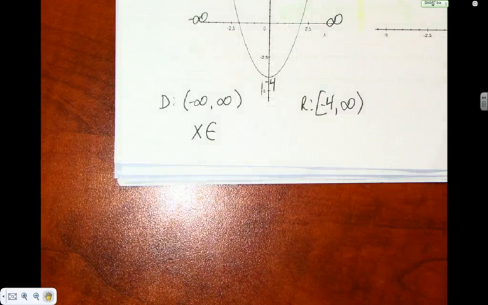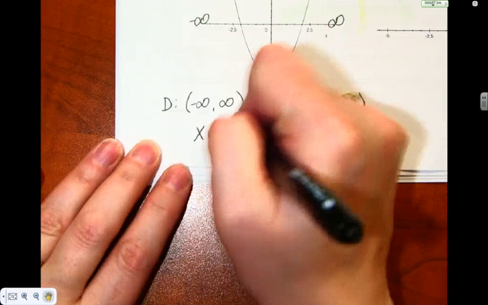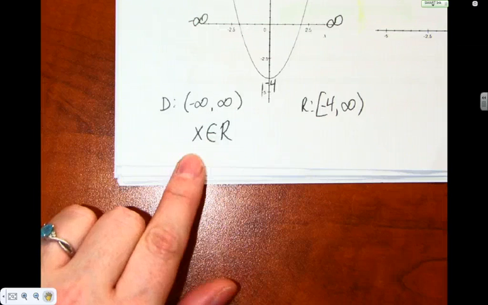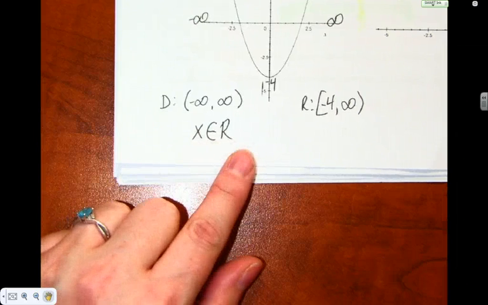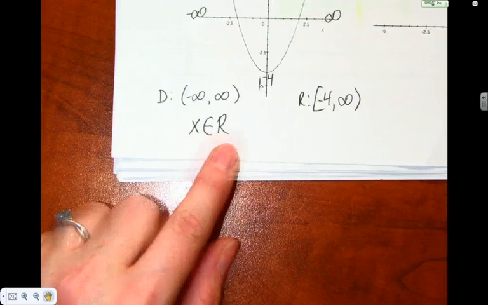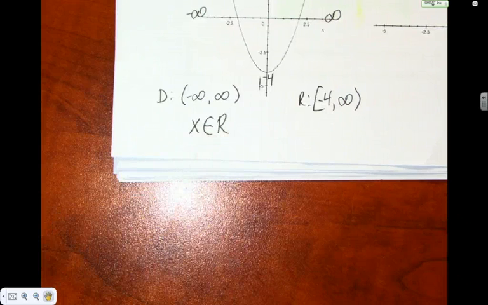And then what's the notation we use for the reals? What was the letter? It was R. What the heck is that? Well, we read that as x ∈ R. That's how we say it. What it means is x is an element of the real numbers. It's a fancy way of saying x is a real number.